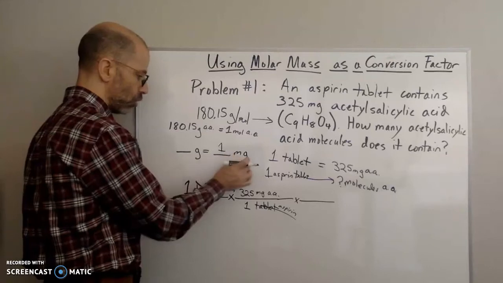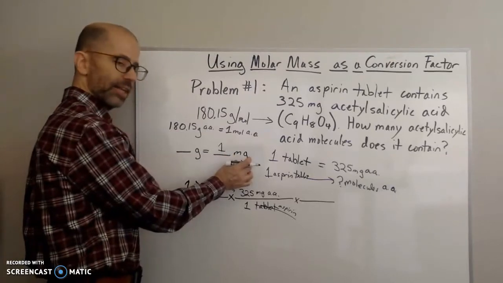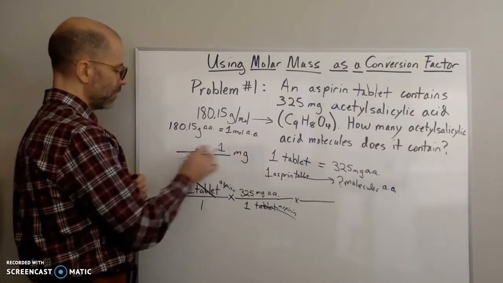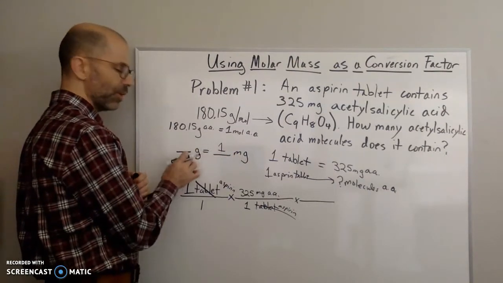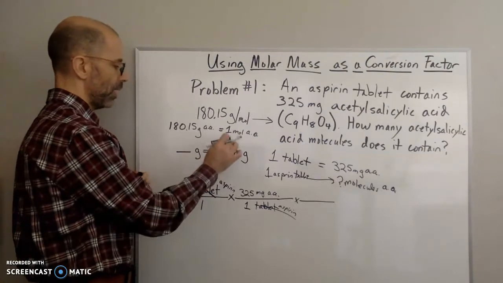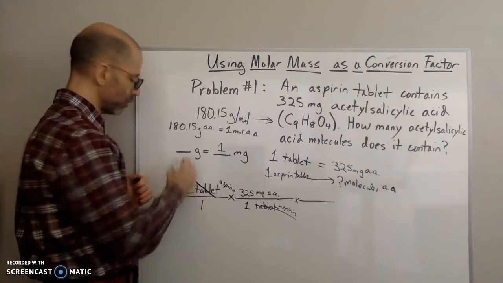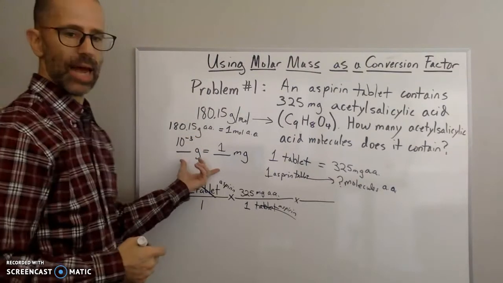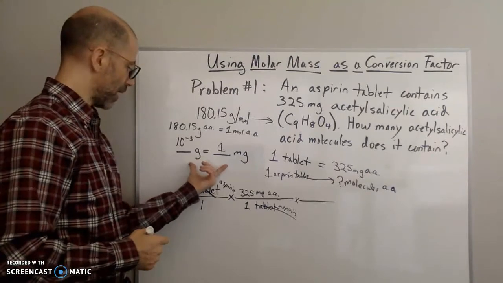So the 1 goes with the prefix, the unit that has a prefix. And then since this has the milli and this does not, I'm going to put the prefix multiplier with the base unit. I always put it with the base unit. Milli is 10 to the negative 3, so I'm going to put 10 to the negative 3 there. Okay, so now I have my relationship.